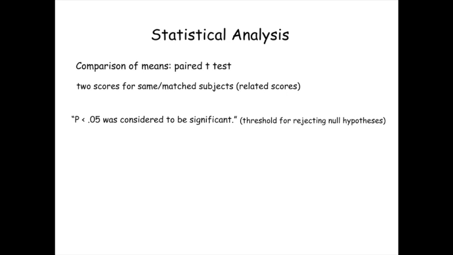Any result that happens by chance less than 5% of the time will be taken as evidence against the null hypothesis. The researchers could also have written this in more standard form by saying that the significance level used was 0.05.